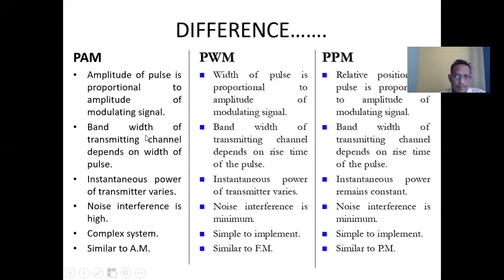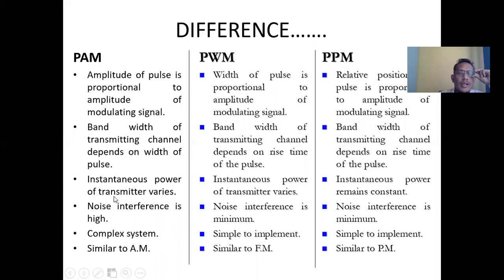Second one, the bandwidth of the transmitting channel depends upon the width of the pulse. That means the bandwidth of the transmitting channel depends upon the width of the pulse. Bandwidth of the transmitting channel depends upon the rise time of the pulse. This is the width. This is always changing in terms of the upward direction or lower direction of the particular square wave or the pulse type. Bandwidth of the transmitting channel depends upon the rise time of the pulse.